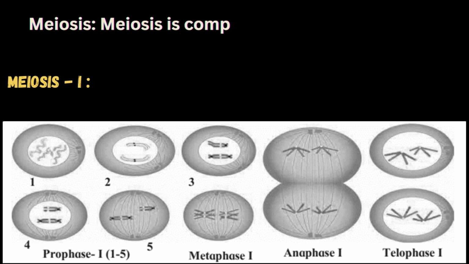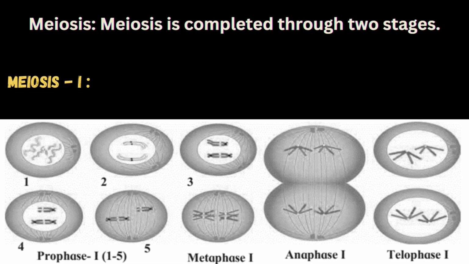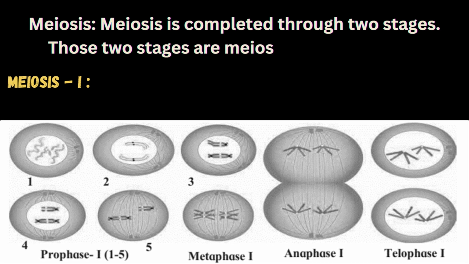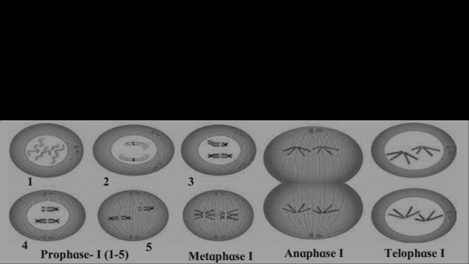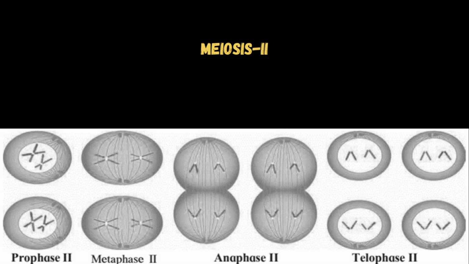Now, dear friends, let us learn about meiosis. So meiosis is completed through 2 stages. Those 2 stages are meiosis 1 and meiosis 2. The diagram which you are seeing is the process of meiosis 1, where you can see prophase 1, metaphase 1, anaphase 1 and telophase 1. And the next image which is being shown below is meiosis 2, in which you can see the steps involved are prophase 2, metaphase 2, anaphase 2 and telophase 2.